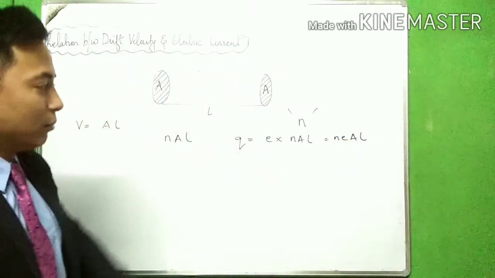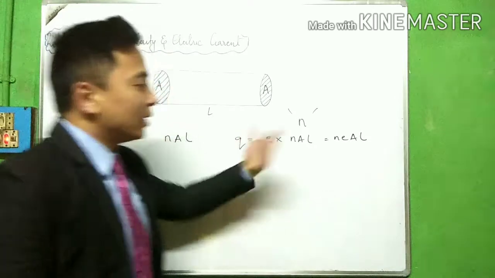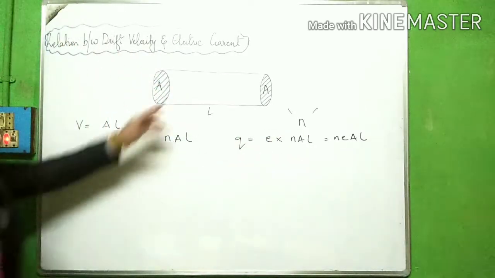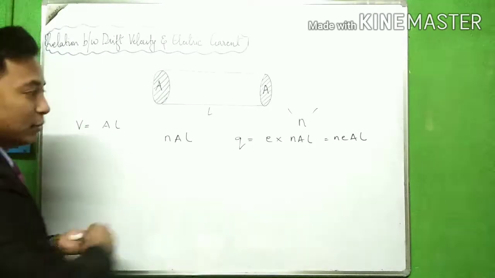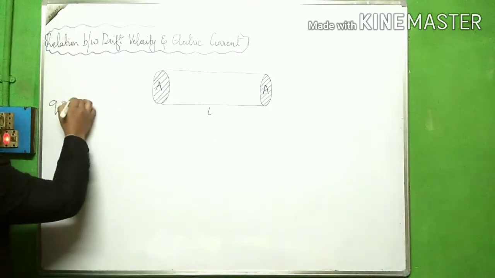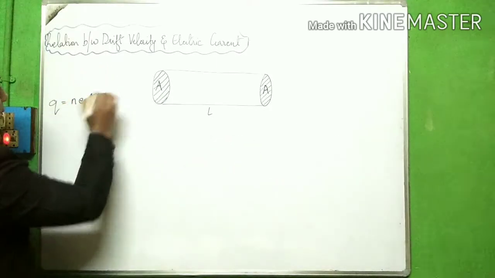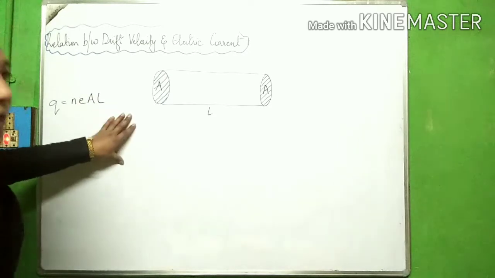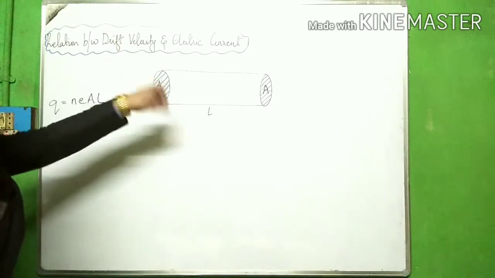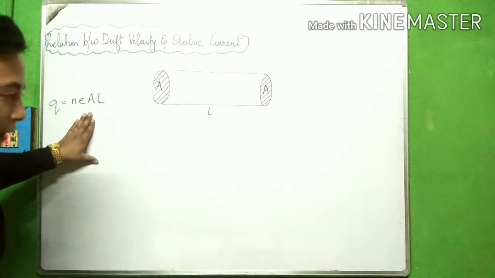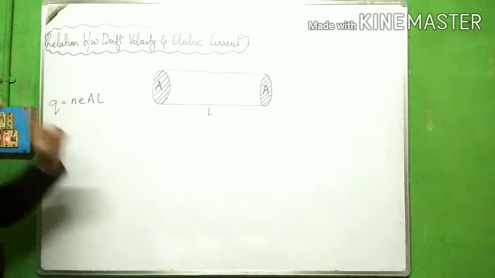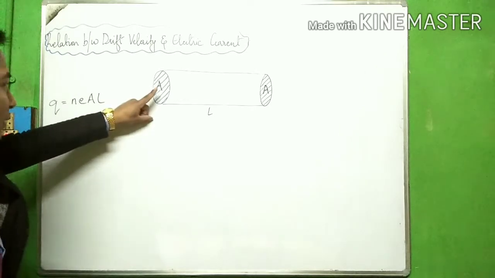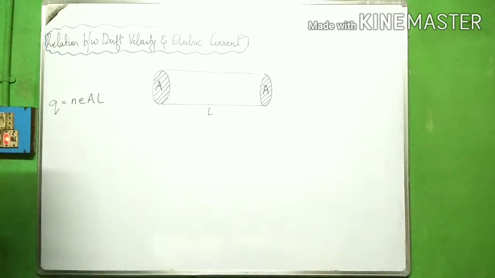So the total charge present in the conductor is nALe. The total charge of free electrons is nALe, where n is the number of free electrons per unit volume, e is the charge of an electron, A is the cross-sectional area of the conductor, and L is the length of the conductor.